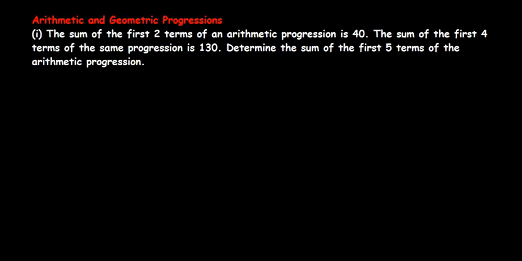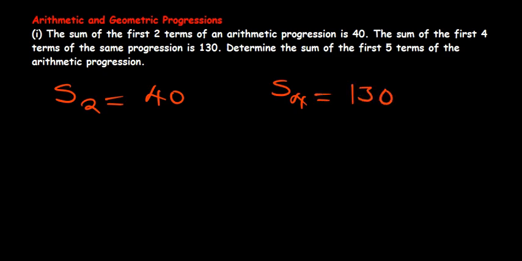So we are told the sum of the first 2 terms is 40. The sum of the first 4 terms is 130. Determine the sum of the first 5 terms. Basically, whenever you want to do computations concerning the AP, it's important that you find the first term, which we denote by a, and the common difference, which we denote by d.